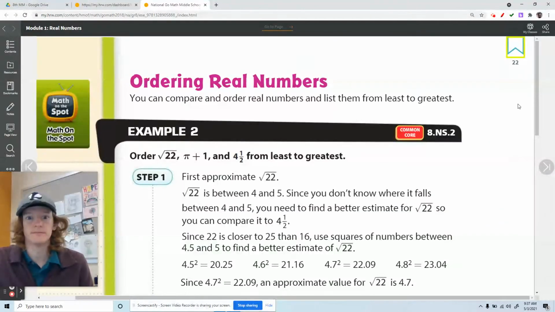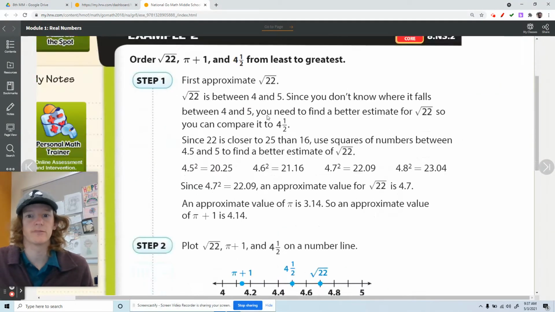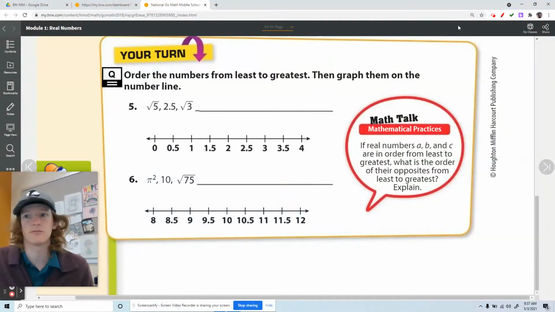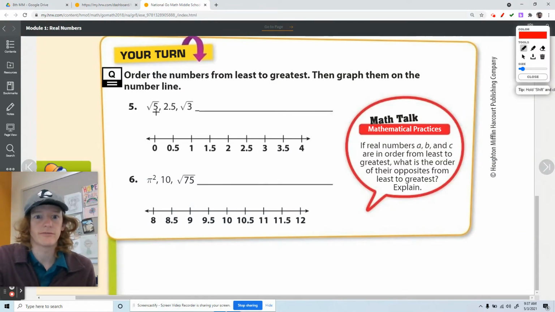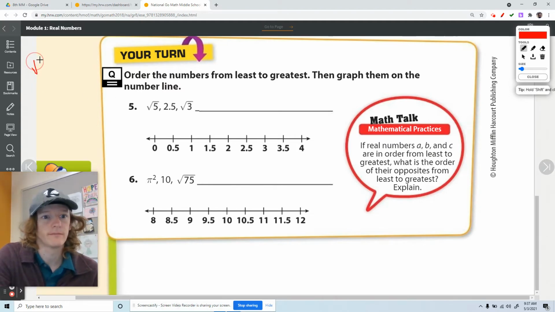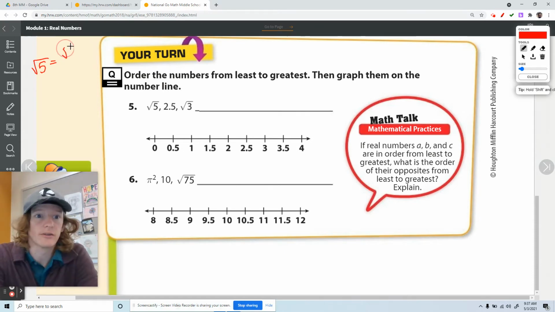Next page. Putting these in order, we're going to do a similar strategy, but we're just going to put things in order instead. So the square root of 5, 2.5, and the square root of 3. Well, let's talk about the square root of 5. That's in between the square root of 4 and the square root of 9. The square root of 4 is 3. What? No, it's not. Square root of 4 is 2. I think I was looking at the 9 when I said that. So this is about 2.5.